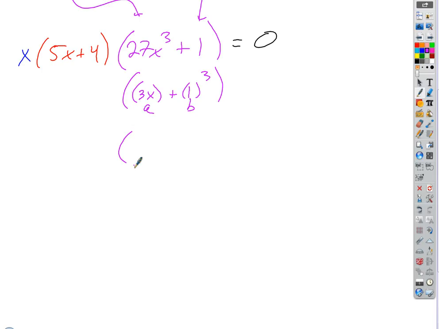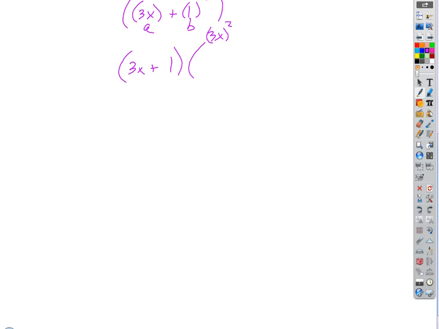Sum of cubes would be A cubed plus B cubed is A plus B, right? Times, what's A squared going to be? You remember these patterns, right? I think I need to make you guys memorize these patterns. Everybody know the patterns? You've got to know the patterns.